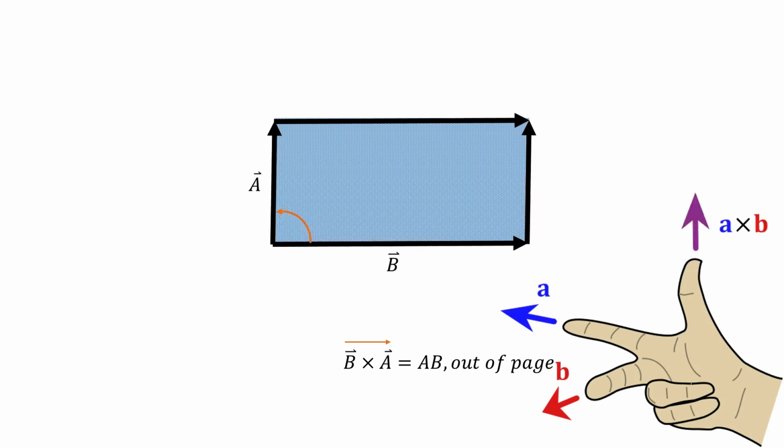This time, point in the direction of the first vector B, which is to the right. Twist your wrist so your palm is facing the direction of the second vector, A, which is upward. If you stick your thumb out, it should be pointing out of the screen.